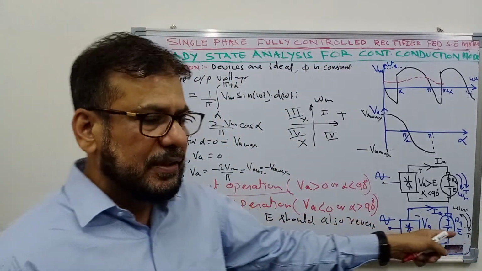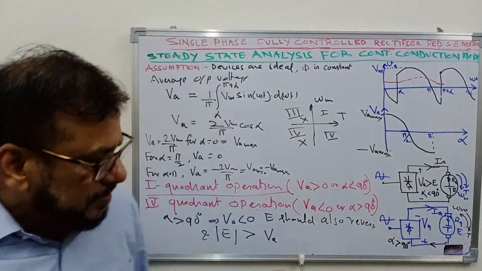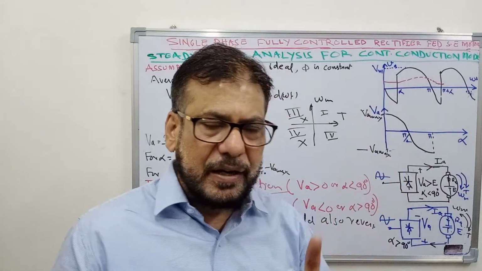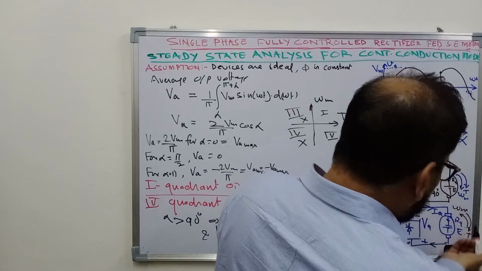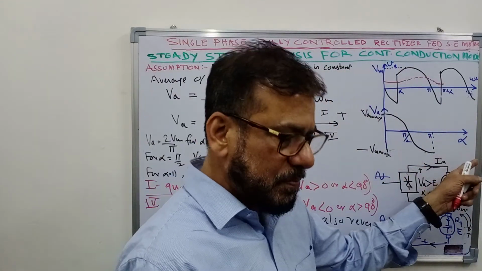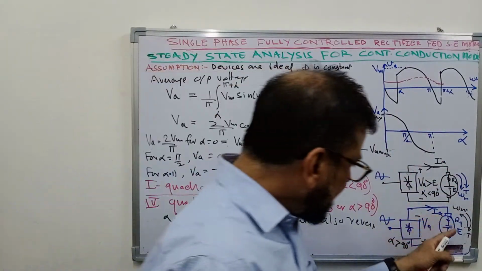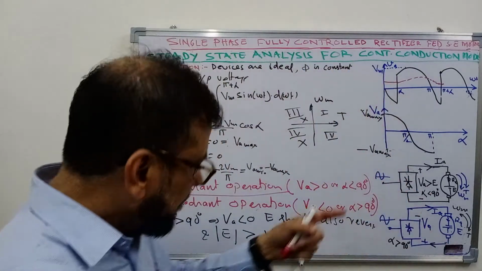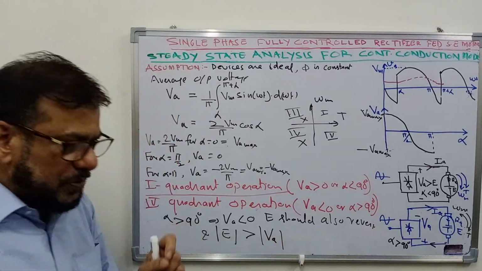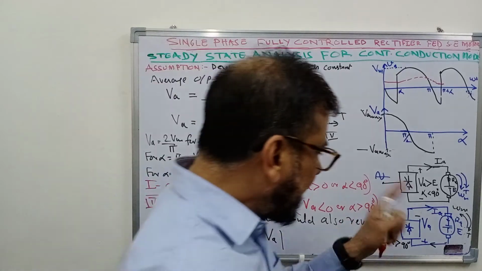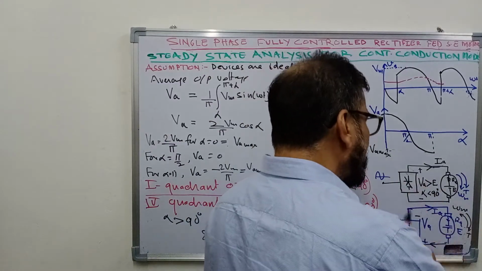And how does E reverse? If you recall the equation of back EMF, it depends on phi and speed. Phi you have kept constant. So for reversal of back EMF, the speed has to reverse, so it will become the counterclockwise direction. If it was clockwise in the earlier case, it has to become counterclockwise, and we have to maintain VA such that the magnitude of VA is less than the magnitude of E. So we have to maintain such a value of alpha that causes the magnitude of VA to be slightly less than E, so that current flows in the clockwise direction.